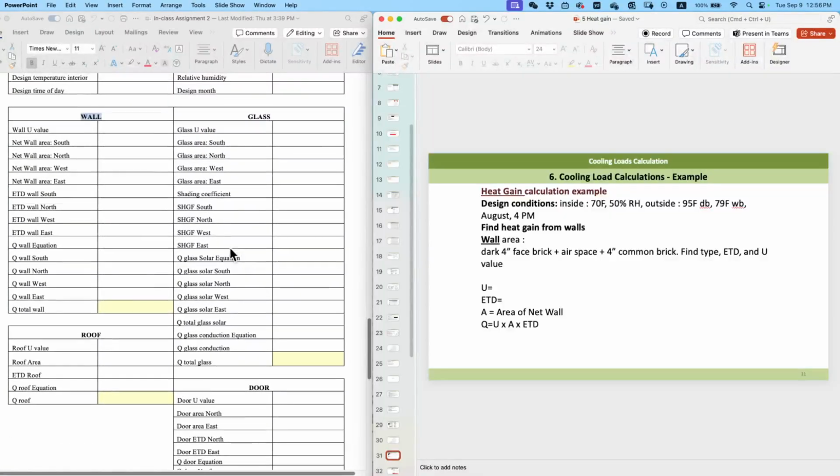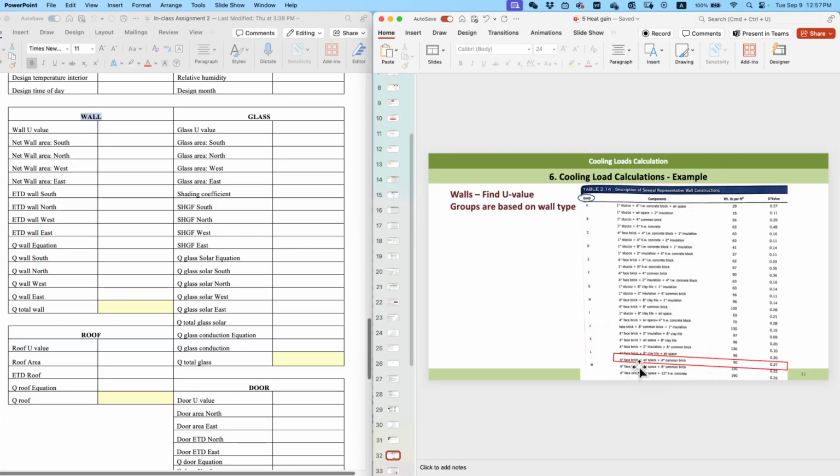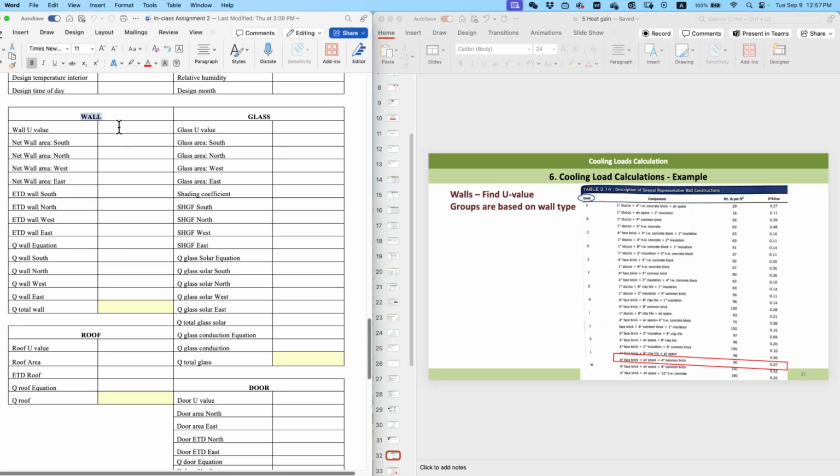So let's see the wall U value based on the given information. We know the wall is 4-inch face brick, air space, 4-inch common brick. So find the type, ETD, and the U value. What is the U value for the wall? Go to the table. We can find this 4-inch face brick, air space, 4-inch common brick. This belongs to group L. And what's the U value? This is 0.27. So this one should be 0.27.